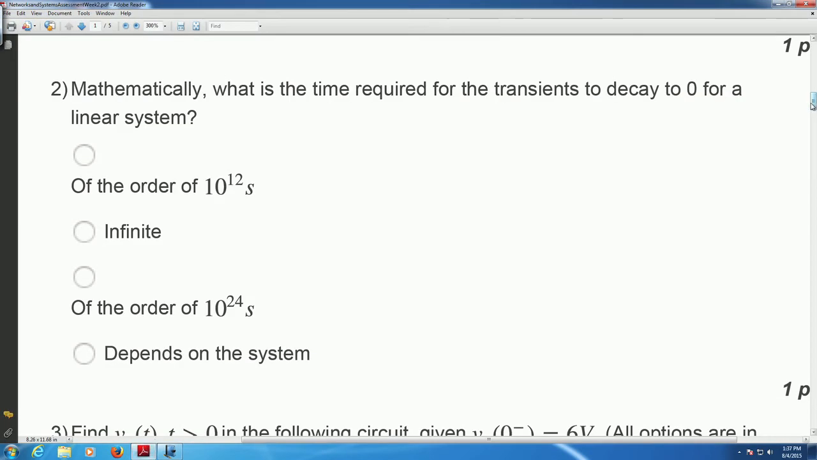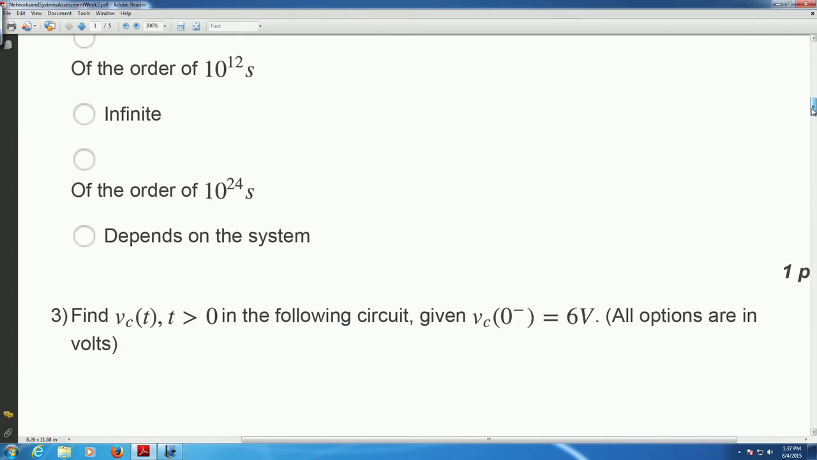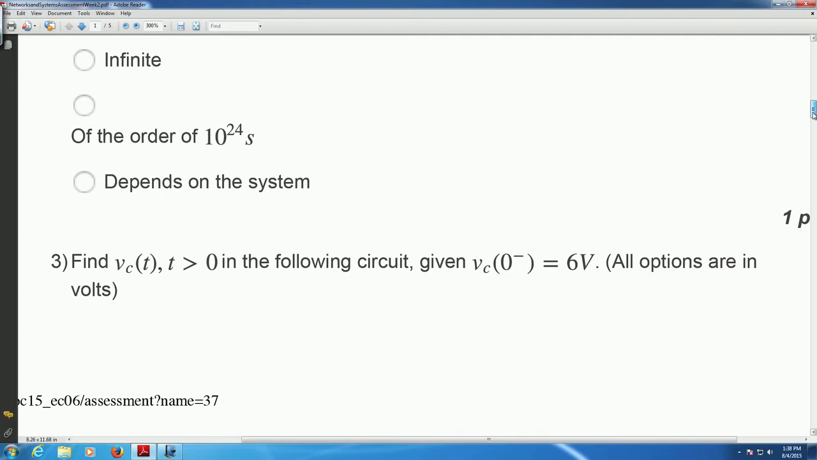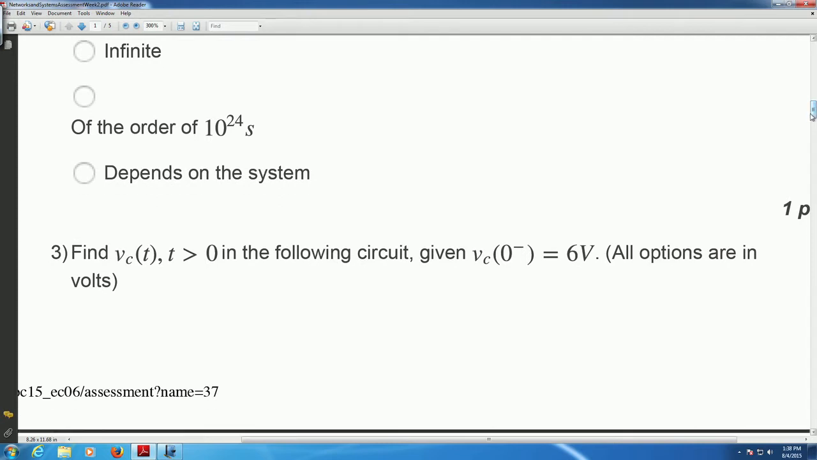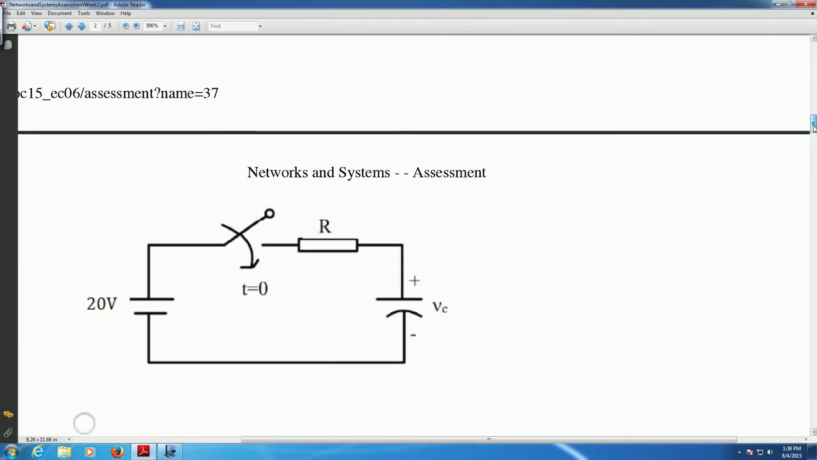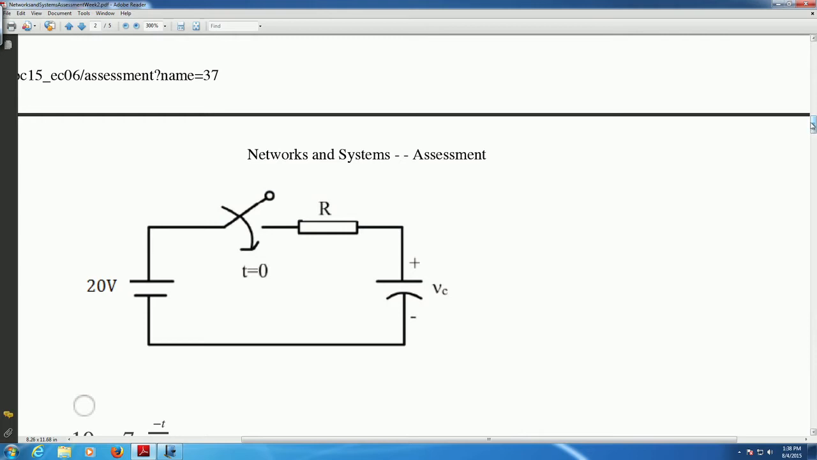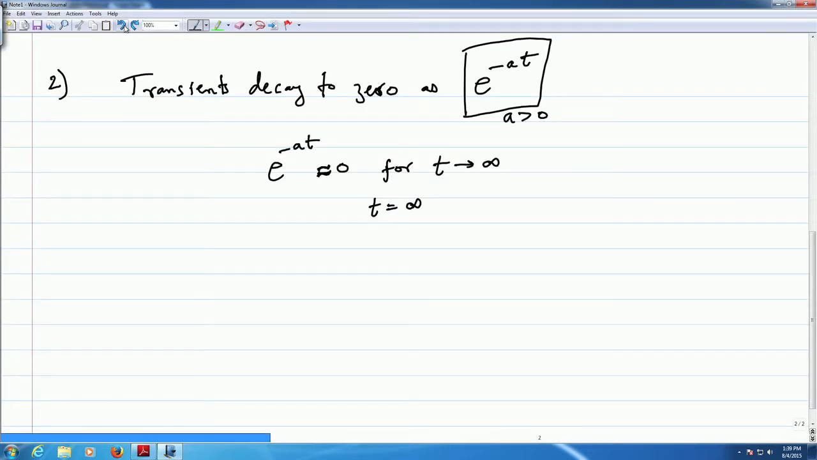So, let us move on to question number 3, which is a little bit more involved. The question says you need to find Vc of t, for t greater than 0 in the following circuit, and you are given that Vc of 0 minus is 6 volts. So, this is your circuit. Let me redraw the circuit once again.